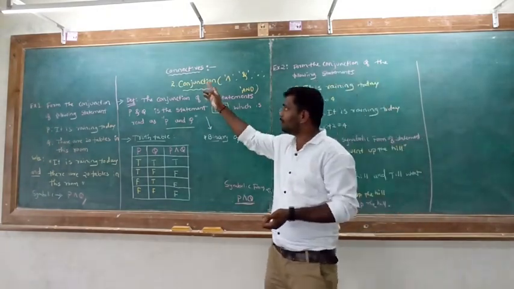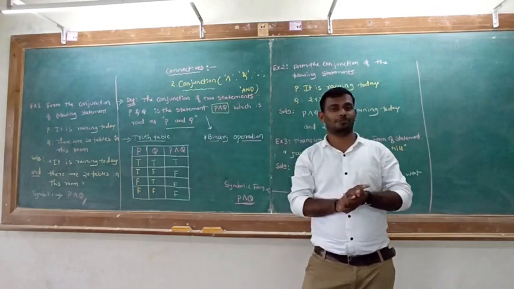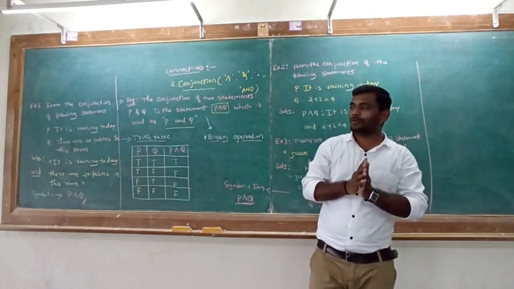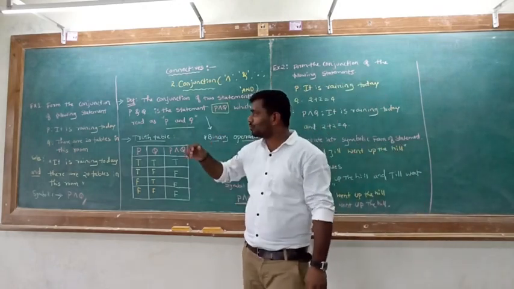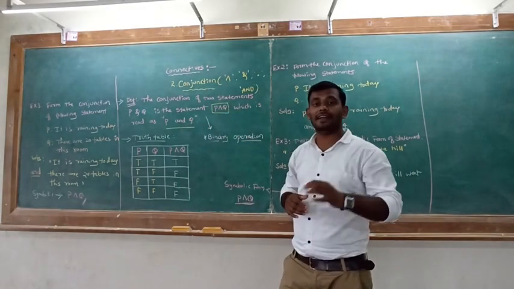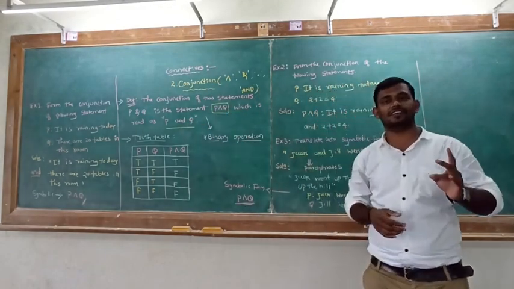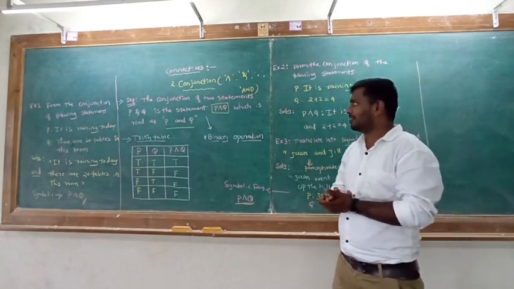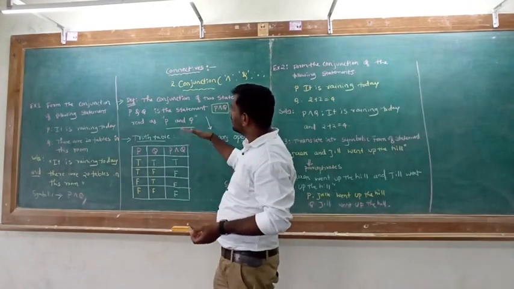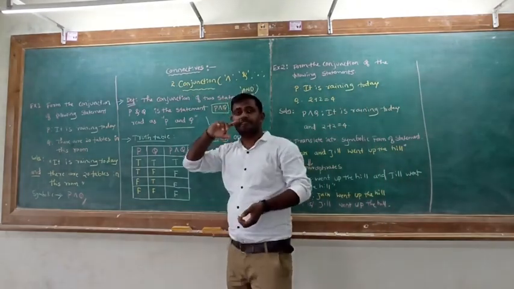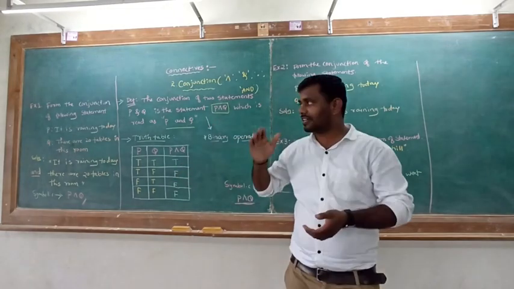In the previous video you saw negation. In the connectives topic we have 5 types of connectives. To connect the primary statements we use some connective symbols. The types of connectives are negation, conjunction, disjunction, conditional, and biconditional. In this video we study the second type, conjunction. In the previous video we studied the first type, that is negation.